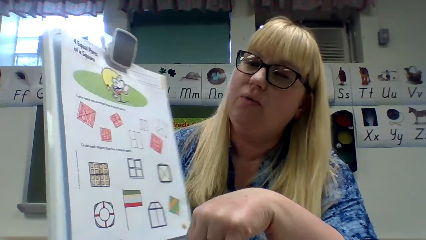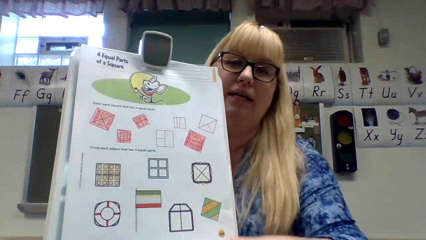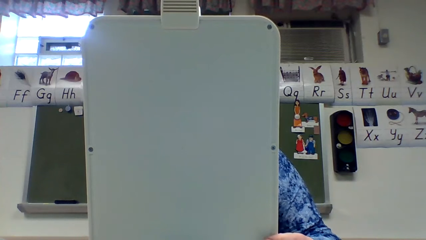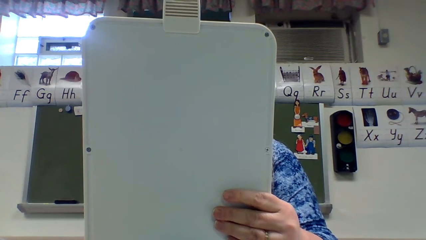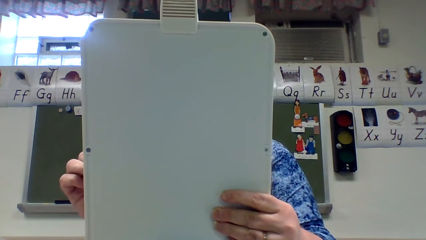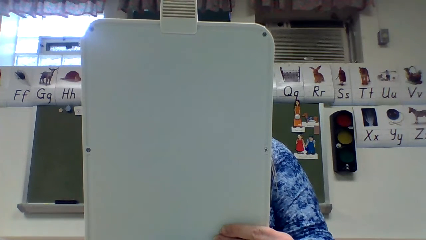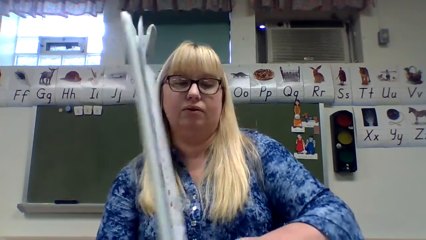Next, it says circle each object that has 4 equal parts. So you're going to look at these all down here. Let's take a look. No. The waffle? Does it look like it's 4 equal parts? What about the window? I'm going to circle, and I'll discuss with you. Go ahead and circle what you think. There are 2 that are not being circled.